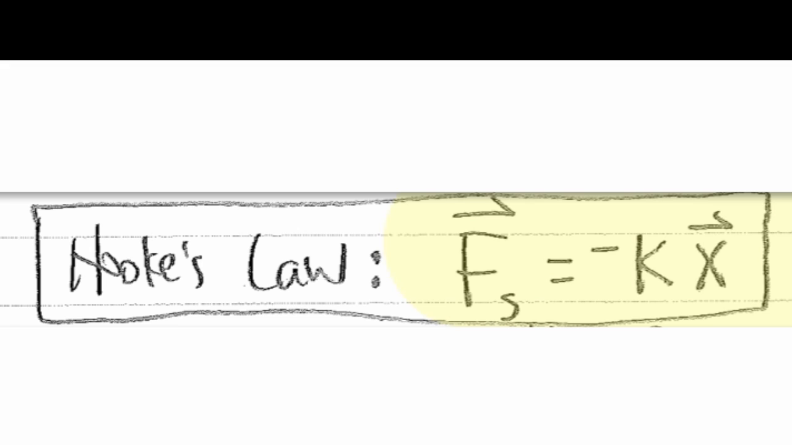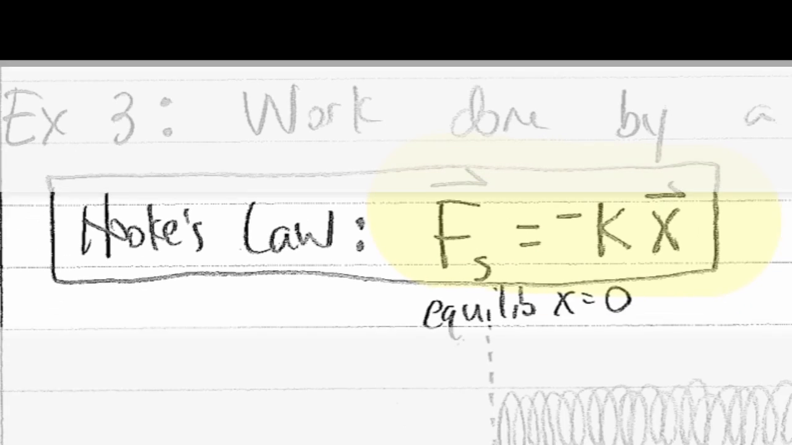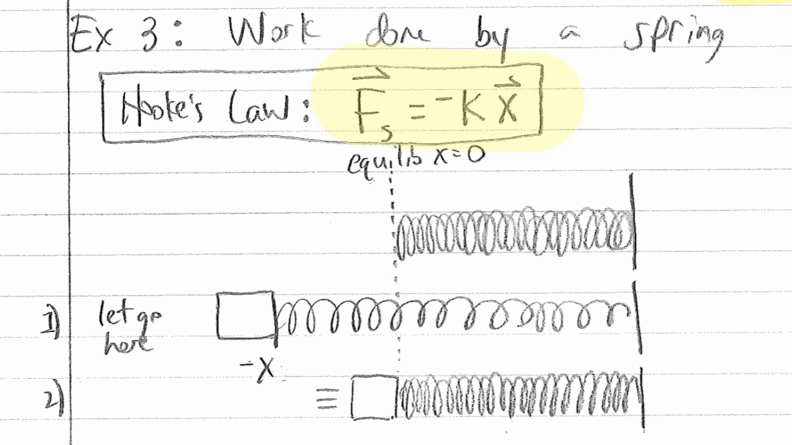So let's take a look at the situation. Here's our spring at equilibrium. The spring is just at rest, with no forces on it. That's just its natural length. So what we do is attach a block to it and pull it back to negative x. Then we let it go and it springs back, ending up back at the equilibrium point.